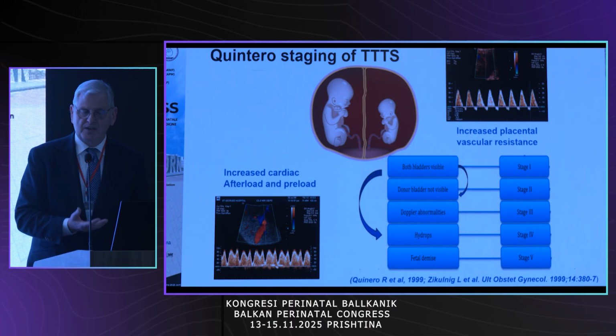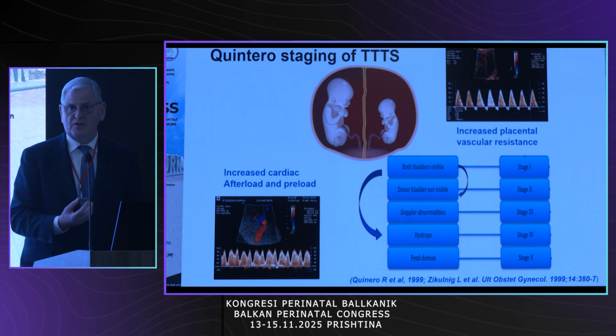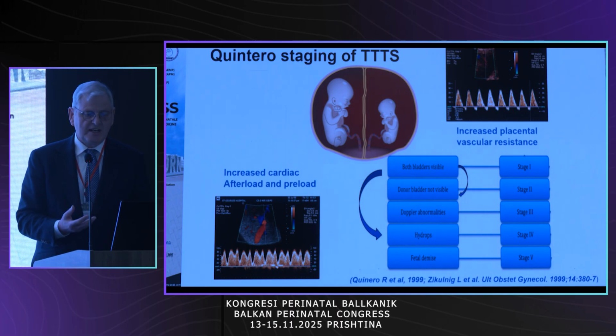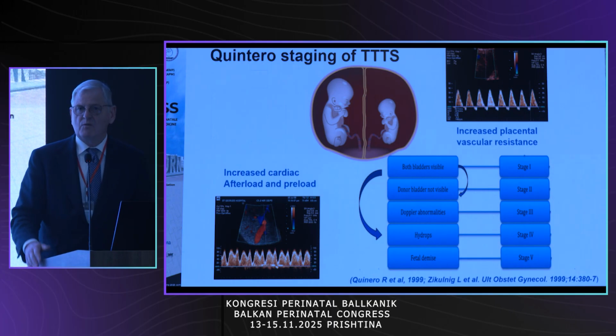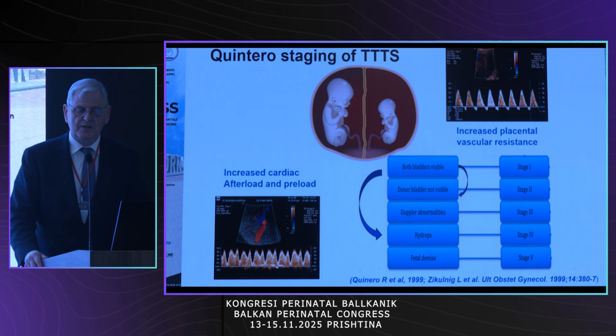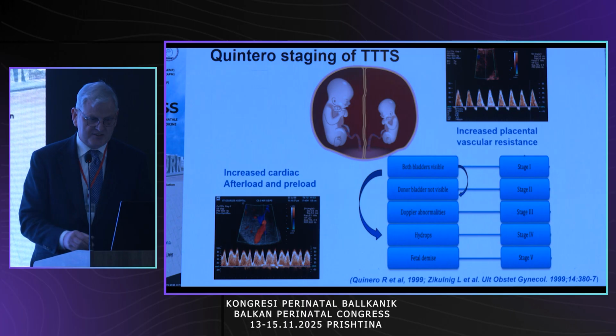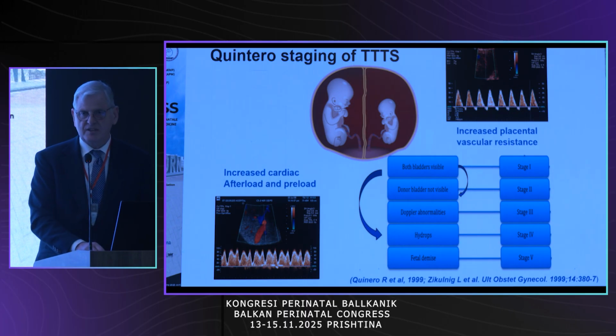Stage 1, where both babies have visible bladders, but there is discordant liquor volume. Stage 2, where in the donor fetus, the bladder is not visible because of oliguria. Stage 3, where there is abnormal Doppler velocimetry, either in the donor or the recipient fetus. And stage 4, where there is already cardiac failure in the recipient fetus with the presence of hydrops fetalis. So that staging system is used universally around the world to give prognostic information as to the severity of twin-to-twin transfusion syndrome.